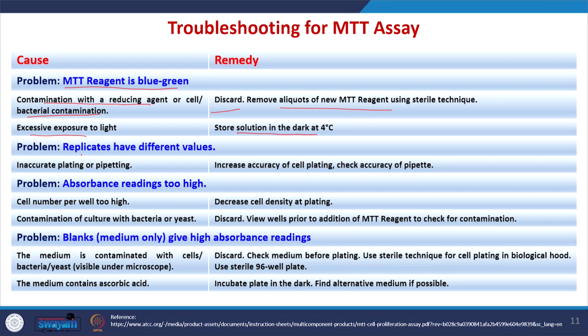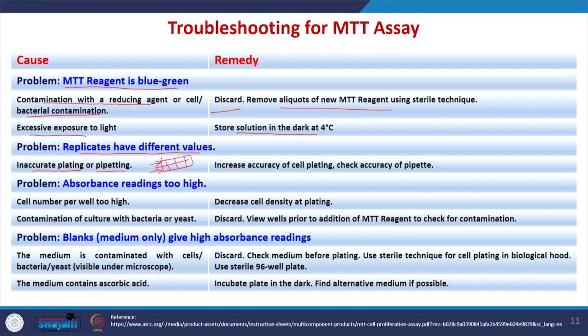And the next problem is replicates have different values. Whenever we do the experiments, we have to always do triplicates. And if you are having different values, it may be due to inaccurate plating or pipetting. For example, in the 96 well plate, when you are adding the cells, the cell number should be uniform in all the wells.